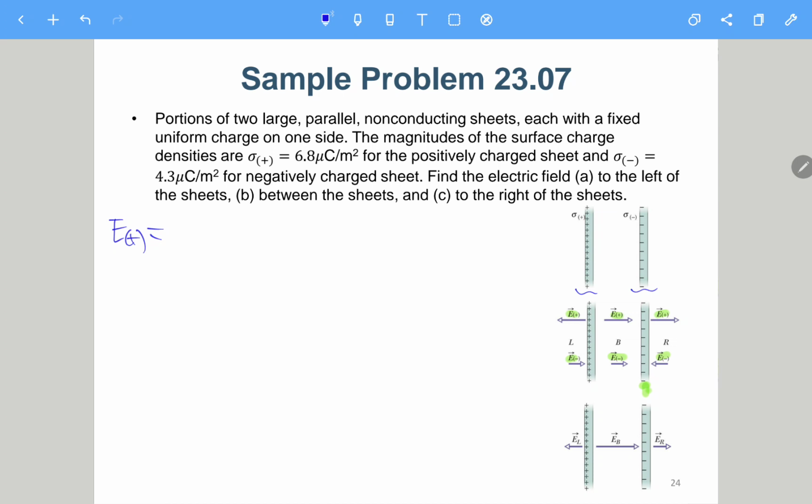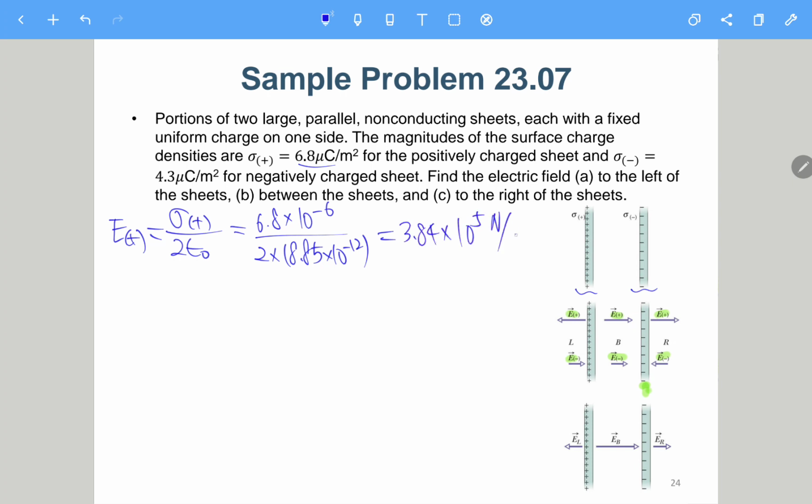For E plus, it is nothing but sigma plus over 2 epsilon naught. So we just need to plug in the number. Our E plus is 6.8 times 10 to the negative 6, over 2 times epsilon naught, 8.85 times 10 to the negative 12. So this number is 3.84 times 10 to the 5th power Newton per Coulomb.